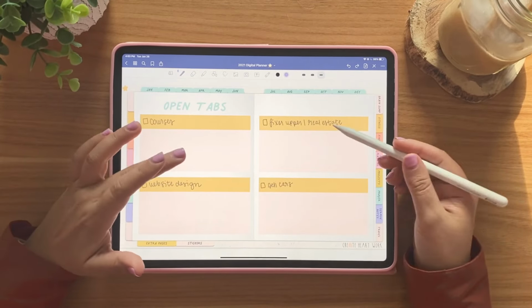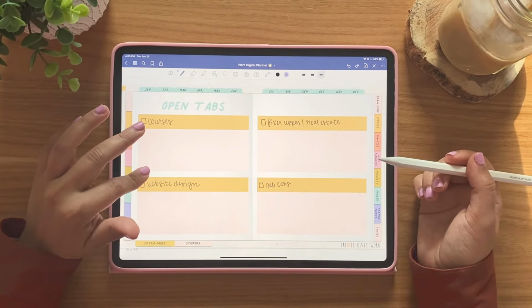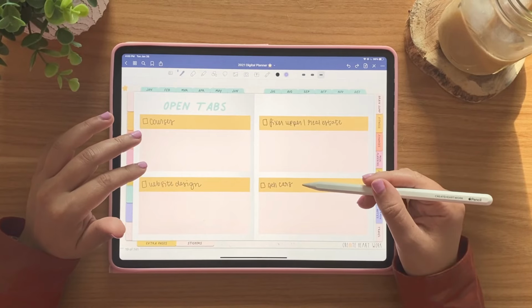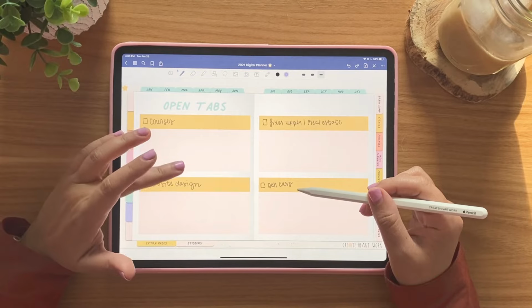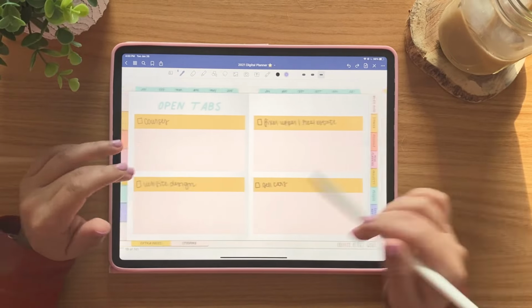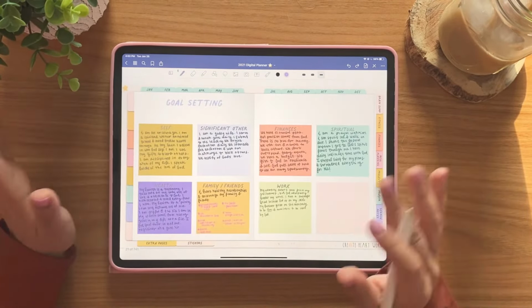Courses, web design, fixer-upper, sell cars. Wait, what? Not cars. What did I mean here? I did not mean sell cars. I forgot what this meant. Maybe cases? We'll talk about that later. Okay, camp. We're planning a camp.